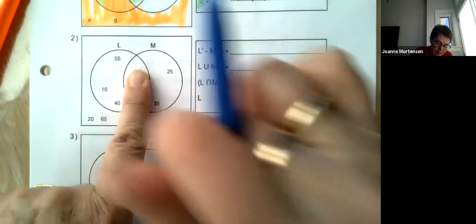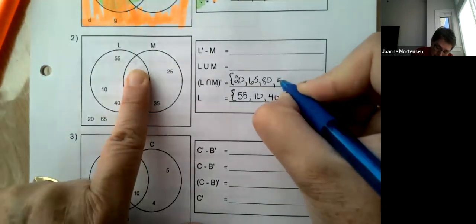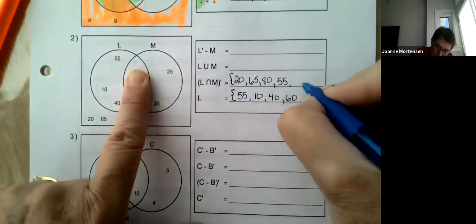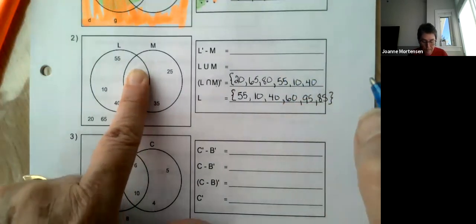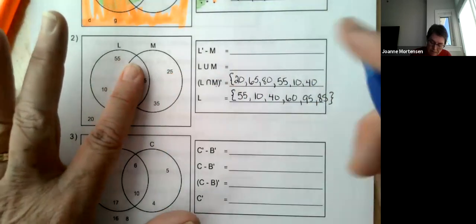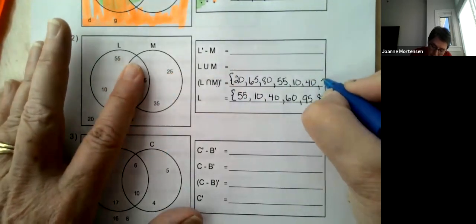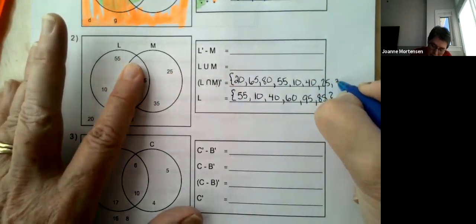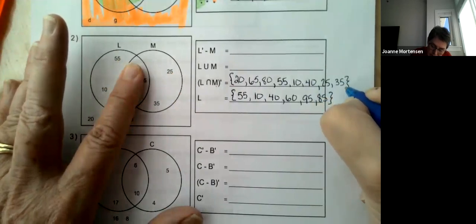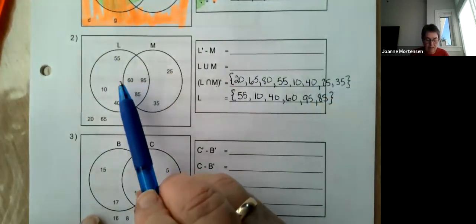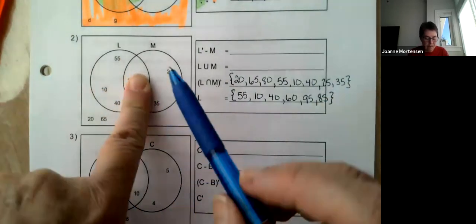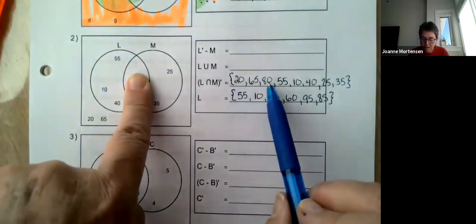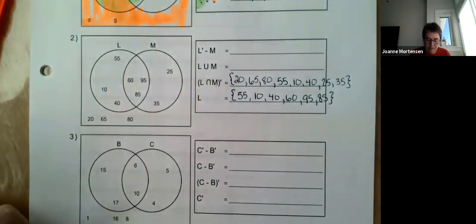And now over here, I've got these three. So we've got 55, 10, 40. And now I want these two, 25 and 35. So I want to make sure I don't have these three, everything else. So 1, 2, 3, 4, 5, 6, 7, 8. Yeah, there's 8 there. All right.